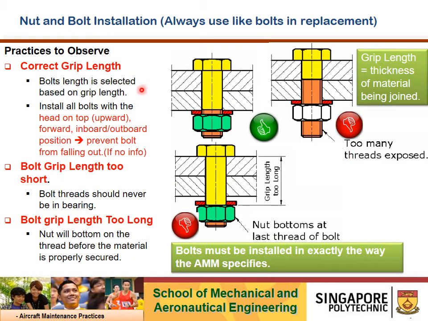Bolt and nut installation. Practices to observe during installation of bolts and nuts. Make sure that the correct grip length is used. Install all bolts with the head on top or forwards to prevent the bolt from falling off if the nut comes loose. If the grip length is too short, then your threaded part will be in the bearing hole and the actual clamping force will not be effective, and the bolt may shear off if the load path comes across it. If the bolt length is too long, there will be a locking effect.